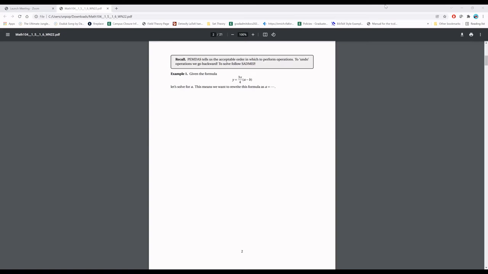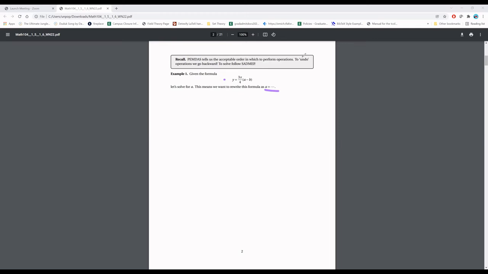So to manipulate or to solve a given formula for a particular quantity, we mean to undo operations. So we want to rearrange this thing so that it says something else. Right now, for example, in example 1, we've got y equals 3x over 4 times the quantity a minus b. Well, if I wanted to solve that for a, I mean to rewrite this so that it says a equals.